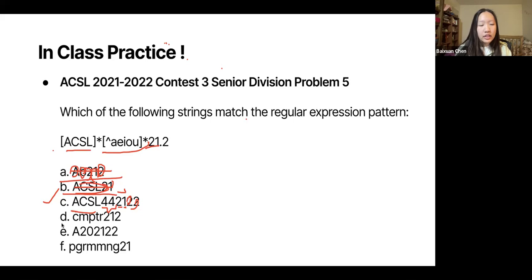Okay, so let's continue. So for this one, we have no capital ACSL or L, but that's fine because the star represents 0 or more. So then we automatically go into this part of the expression. So C is not an A, E, I, O, or U, and M is not, P is not, T is not, R is not. So we have a 2, which goes here, and then we have a 1, which goes here. And then we need something in between the 1 and 2, because again, this is a wild card. So I think that D will also fail.